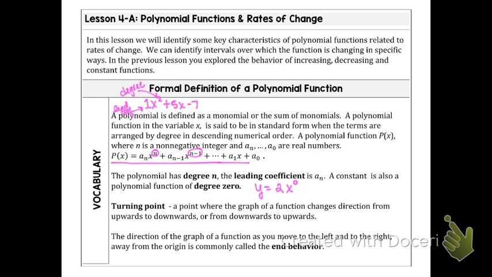All right, remember our turning point is where the graph of the function changes directions from either going up to down or down to up. And then the direction of the graph of a function as you move to the left and to the right away from the origin is commonly called the end behavior. So if I'm looking at this quadratic, let me sketch one real quick here. What's happening way over here and over here on the left and the right, that's what we're talking about when we say end behavior.